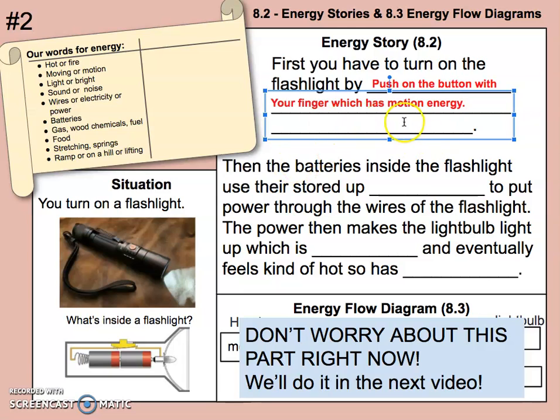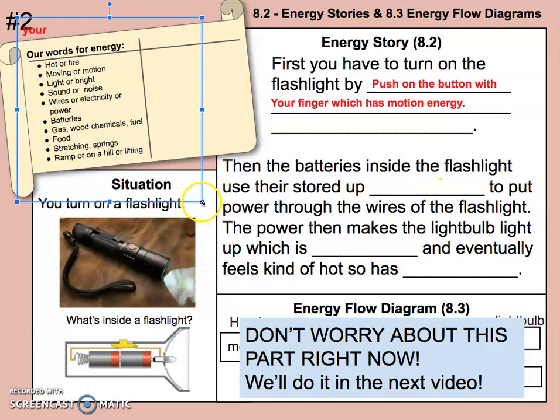Then, and if you don't fill in all the way, that's totally fine. I didn't quite fill in all the way. I bet if I were writing on Notability, I would have taken up this whole space. Then the batteries inside the flashlight use their stored up some type of energy. Well, what type of energy would batteries have?